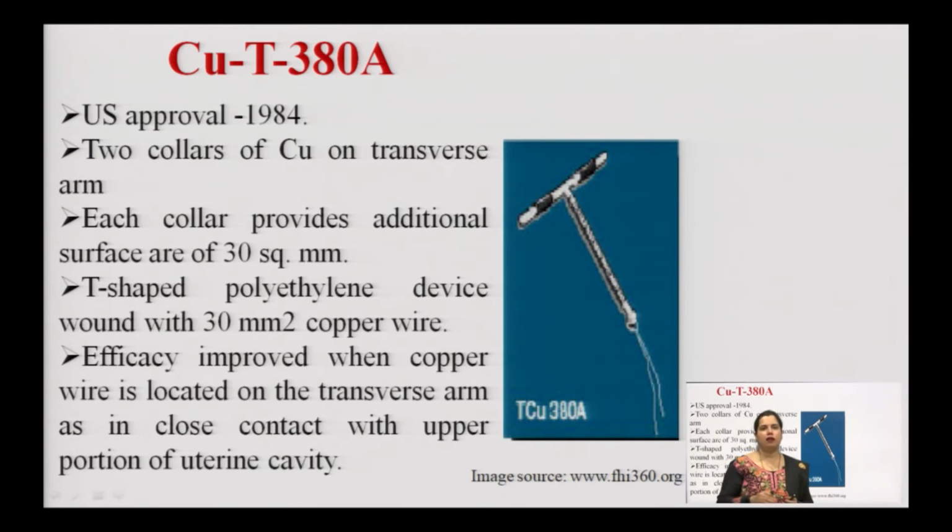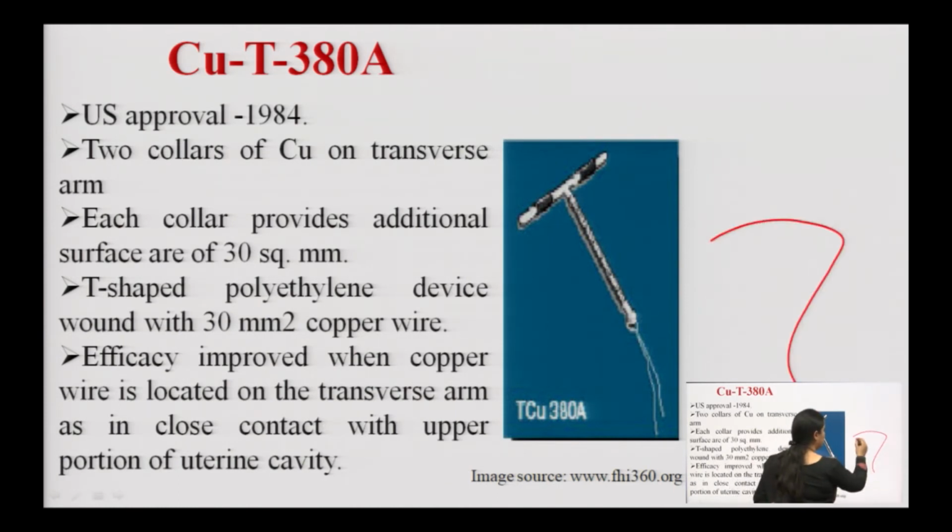T-shaped polyethylene device wound with 30 mm copper wire. Here the 30 mm copper wire is used to make these types of IUDs. Efficacy improved when copper wire is located on the transverse arm, in close contact with the upper portion of the uterine cavity. So, as you see, I will draw one picture here to make you understand.